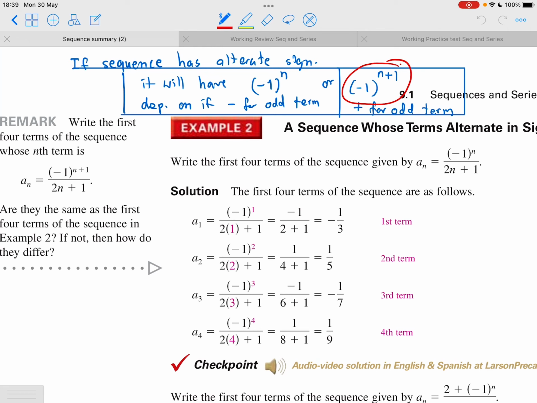If it's 2, then it's positive. But if it starts with a positive sign, then the coefficient would be minus 1 to the n plus 1. So that's one point there about series.